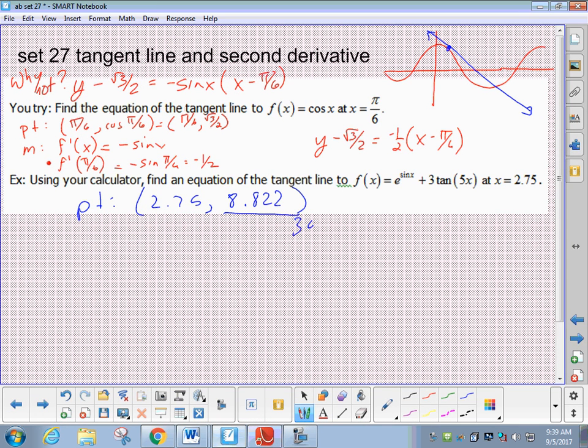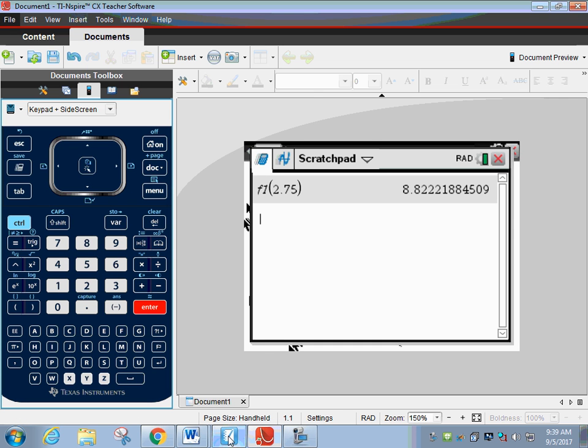Always give me 3 or more decimals in this class and on the AP test, rounded or truncated. So in this case, they would be the same. But we've got our point. So far, so good. Do you remember how to find the derivative in your calculator? If you have an Inspire, how do you find the derivative?